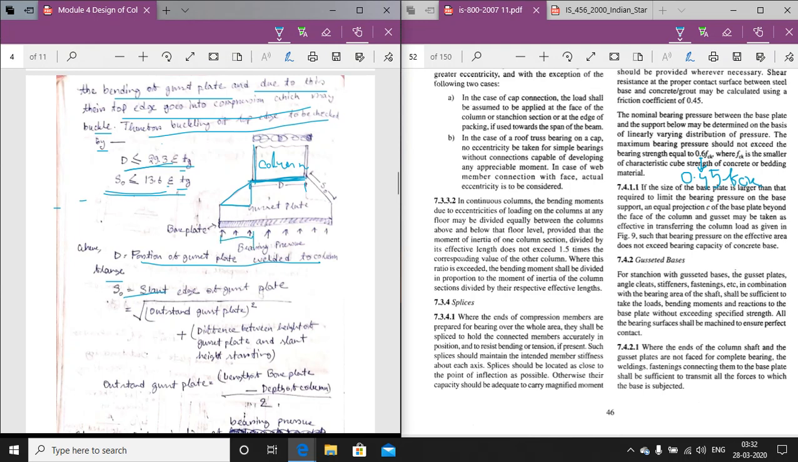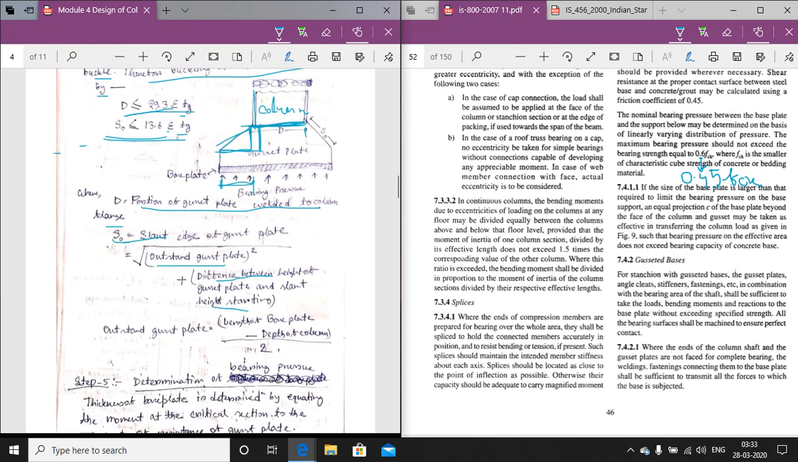This distance is the outstand leg of the gusset plate, and this distance is the difference between the height of the gusset plate and the slant height starting. So here the slant height is starting from here, and this is the point, the connection of the gusset plate. If we determine these two distances, we can determine the value of S0, that is the slant edge. This is the S0. So we have to determine that and that. In the math we will see how to determine these two values.